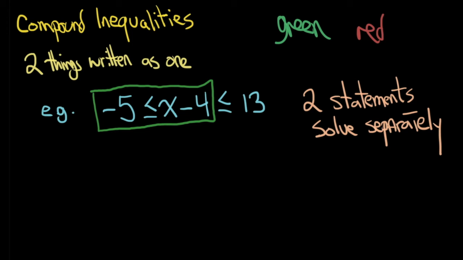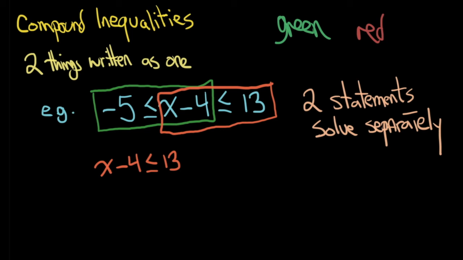Then you can get your red pen. You're going to start from the other side. And you're going to draw another rectangle. And this time you're going to go around and you're going to stop at the second inequality sign. And those are your two statements. So inside the red rectangle, you have x minus 4 is less than or equal to 13. And inside that green rectangle, you have negative 5 is less than or equal to x minus 4. Now you're going to solve those two things completely separately. And at the end, we're going to put everything together. So let's do that, shall we?